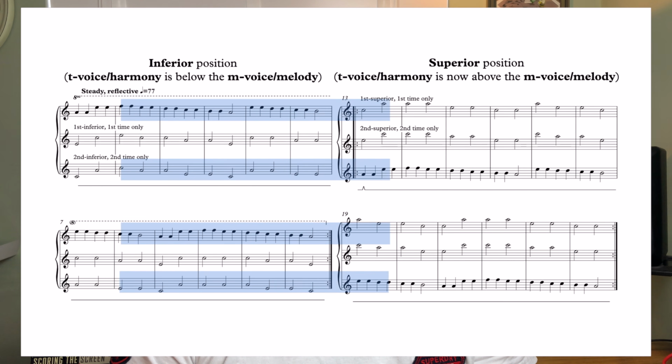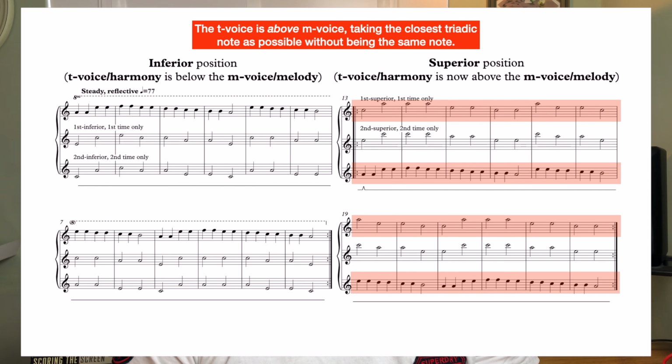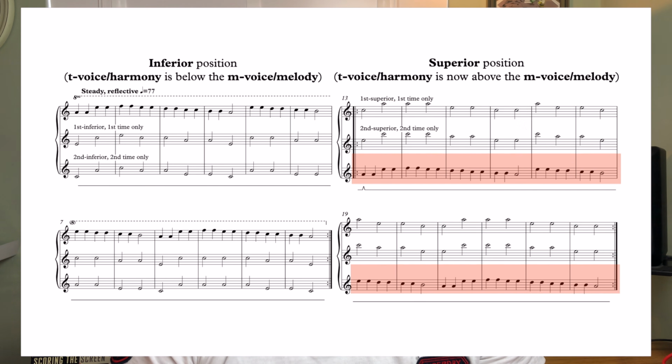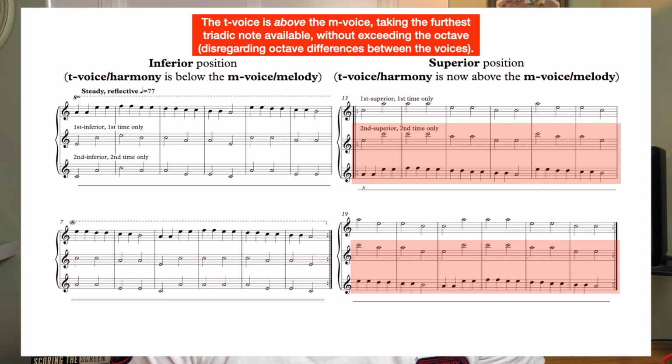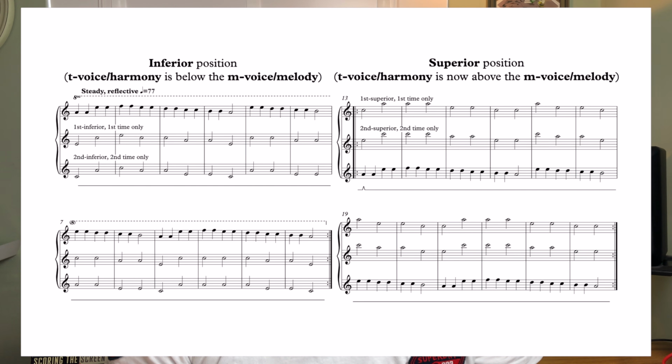For the second repeat section, the same is true, however the position is now superior, meaning the T voice is above the M voice. For the first repeat of the second section, therefore, the T voice is as close to the M voice as it can be without being unison or placed into an inferior position. For the repeat of this second section, there is an available triadic note between the T and M voice. I annotate and lightly animate the score in the video to try and highlight these points.